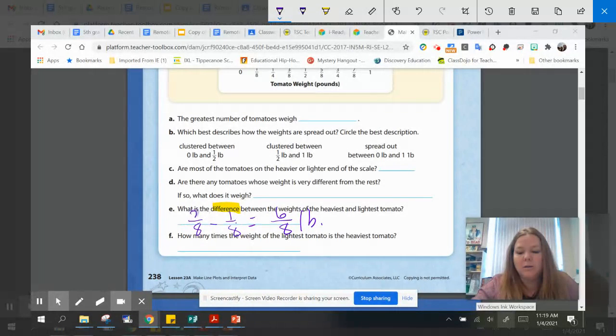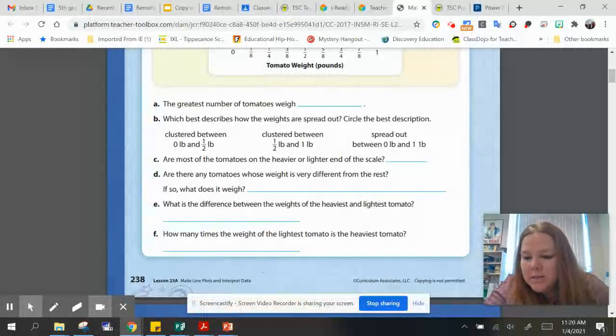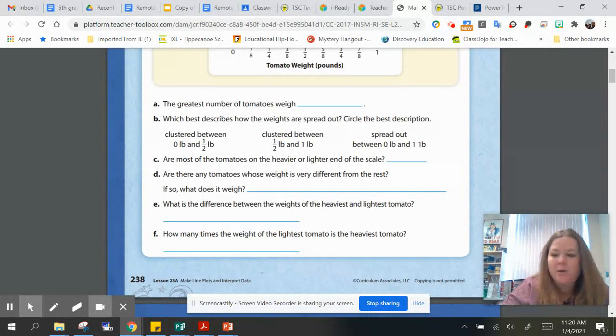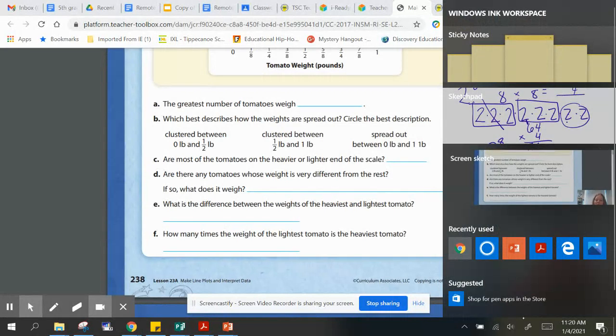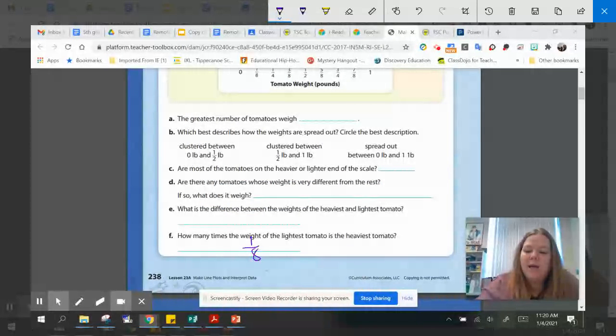And then F is kind of hard. It says how many times the weight of the lightest tomato is the heaviest tomato. The lightest tomato is 1/8 and the heaviest is 7/8. So that is 7 times heavier, because what times 1/8 would you get 7/8? From 1 to 7 is 7 times heavier, or we could just write 7 times. All right, so that's the first page.